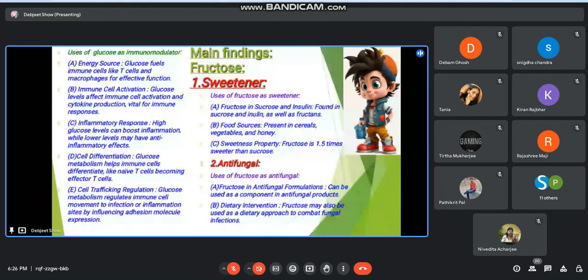Antifungal. What are the uses of fructose as antifungal? Fructose can be used as a component in antifungal products. Dietary intervention: fructose may also be used as a dietary approach to combat fungal infections.